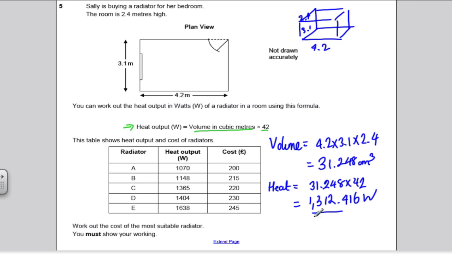So the watts we need is 1312. Radiator A is no good, B is no good, C covers us, and it's got a cost of £220. So the cost of the most suitable radiator, that's what they asked for, is therefore £220.